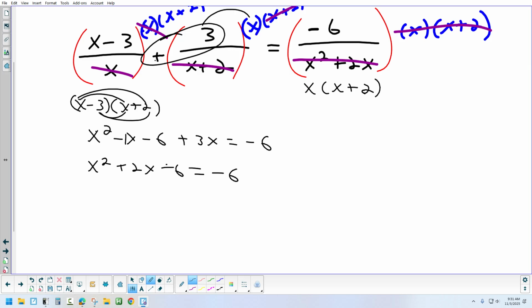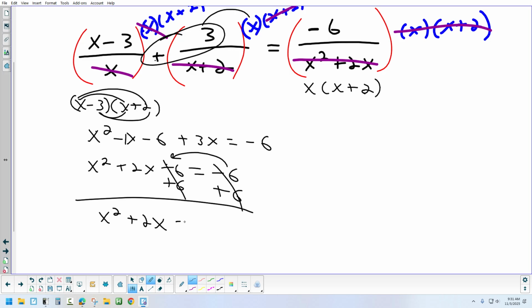Now I need to get it equal to 0 because it's a quadratic. So how would I move this negative 6 over here? I'm going to add it. And negative 6 plus 6 gives me how much? 0. So actually both of those are going to cancel. Now we're left with a quadratic, and we have the same three ways I mentioned before. Factor, quadratic formula, or complete the square.